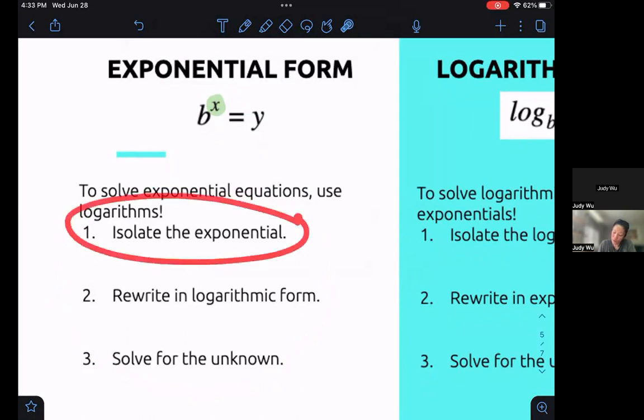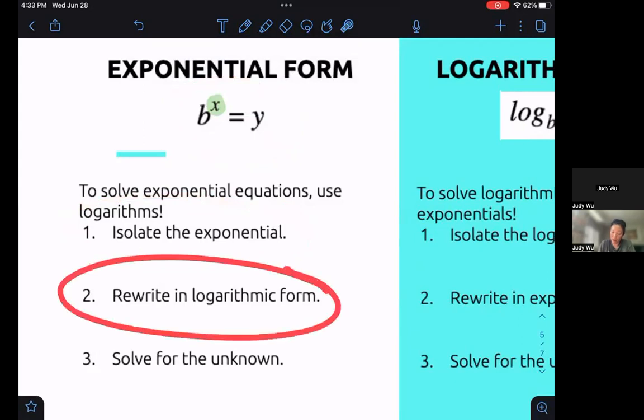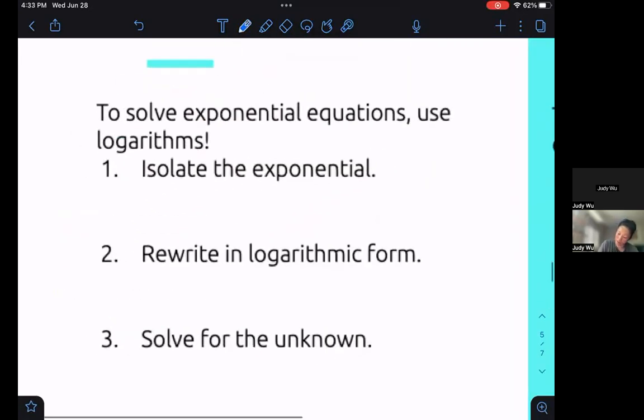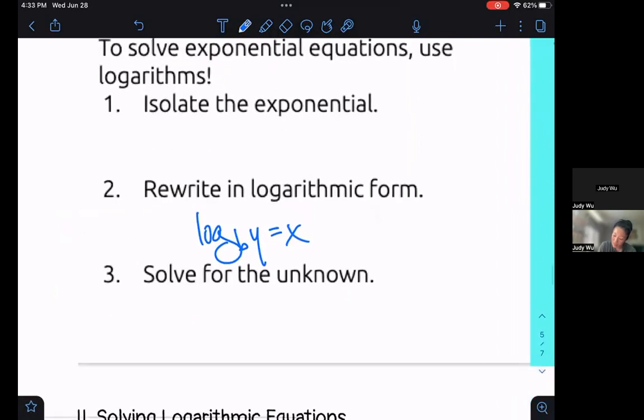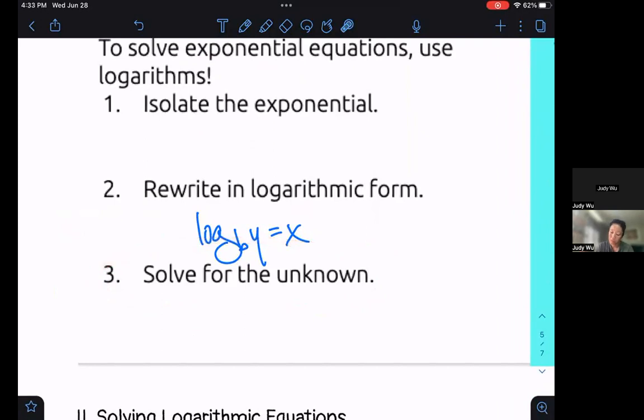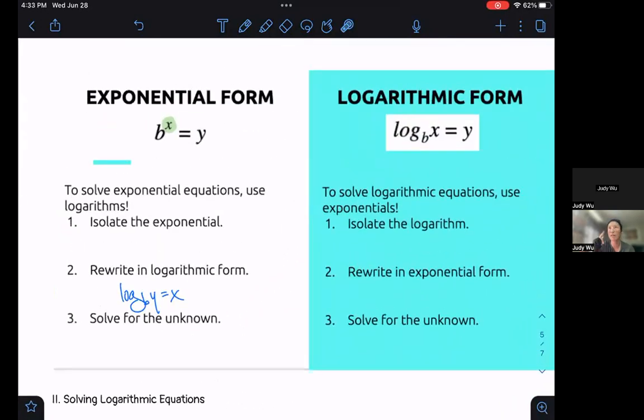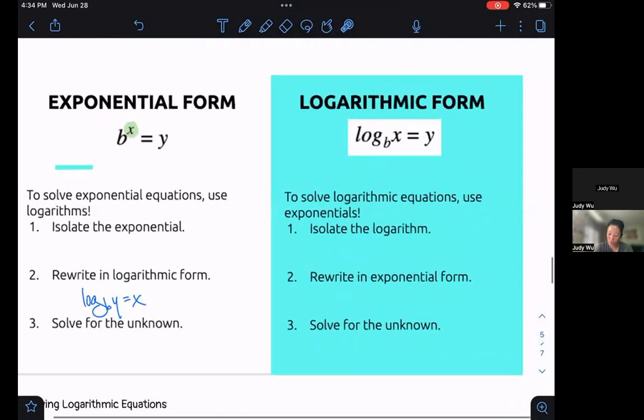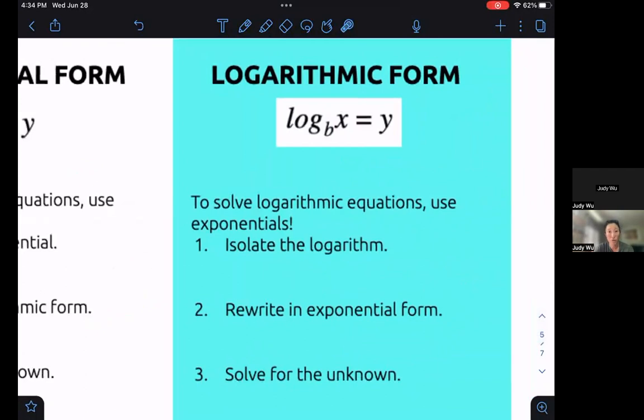So first, we want to get our exponential all by itself, which means we want to have something that looks like this. Then we're going to rewrite it in log form. Let me just add in here what that would be: log base b of y equals x. And then we're going to solve for the thing that we're looking for. So anytime we have an exponential, unless it has the same base, we probably want to use these 3 steps. The good news is that it's very similar for the log form.